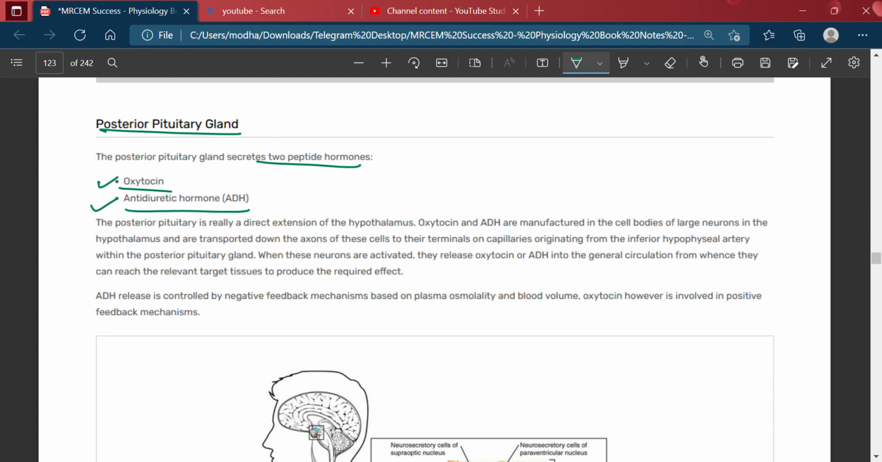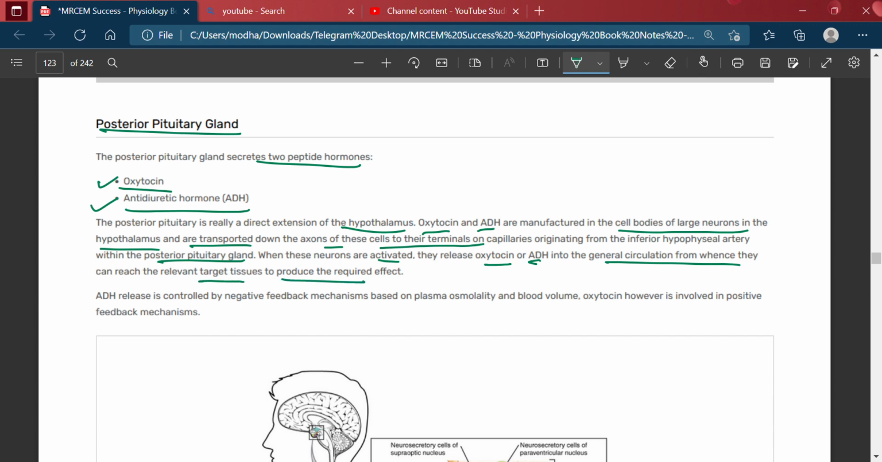The posterior pituitary is a direct extension of the hypothalamus. Oxytocin and ADH are manufactured in the cell bodies of the large neurons in the hypothalamus and are transported down the axon of the cell to their terminals on the capillaries originating from the inferior hypophyseal artery within the posterior pituitary gland. When these neurons are activated, they release oxytocin and ADH into the general circulation, from where they can reach the relevant target tissue to produce their required effect.